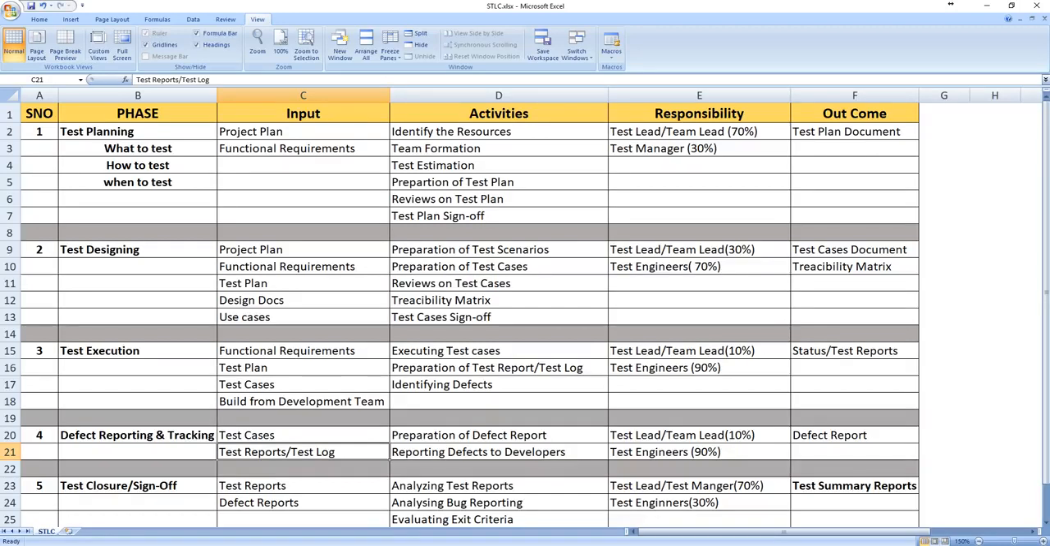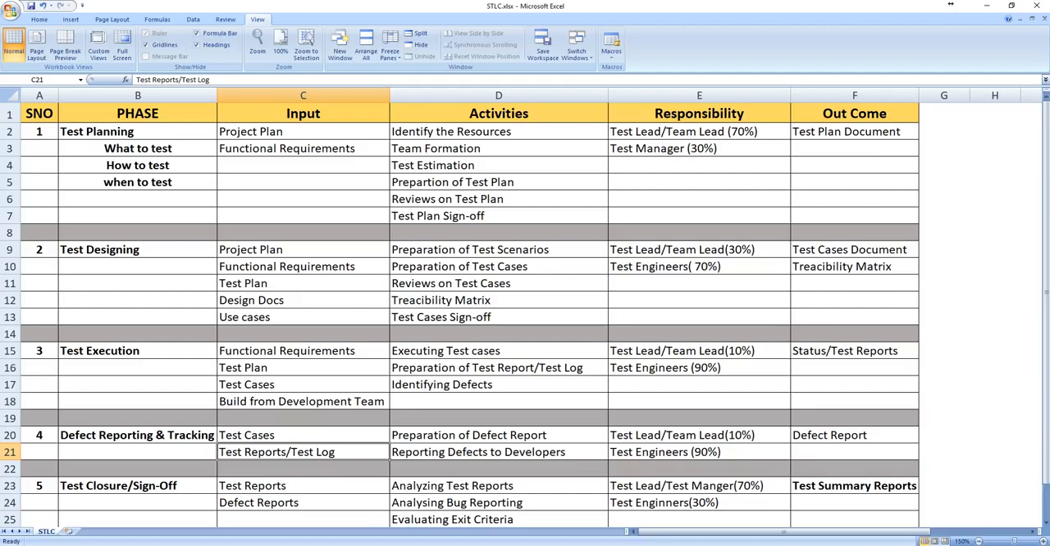Here, the test lead and team lead role is only 10%. The test engineer role is 90%. And finally, we will get the outcome as a defect report. So this is the fourth phase of STLC. And the last one is test closure or sign off of our testing.